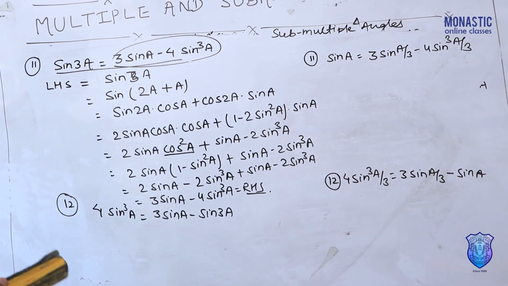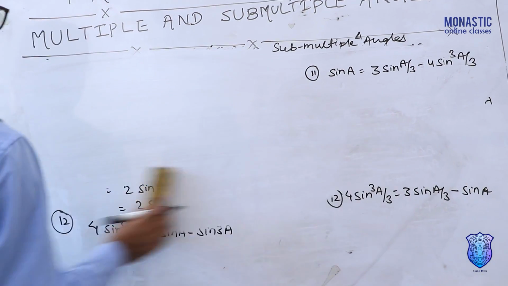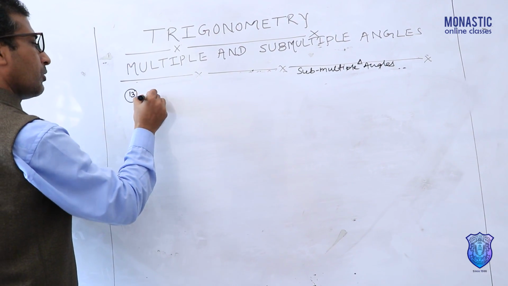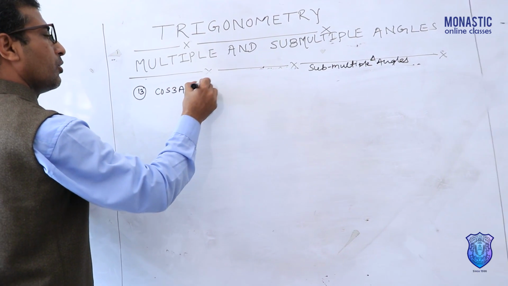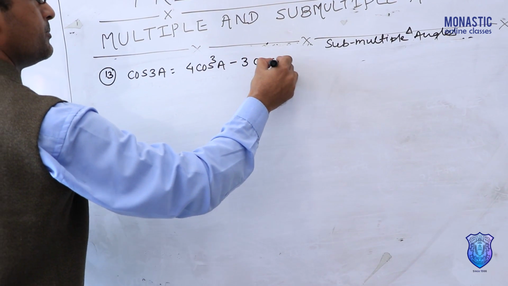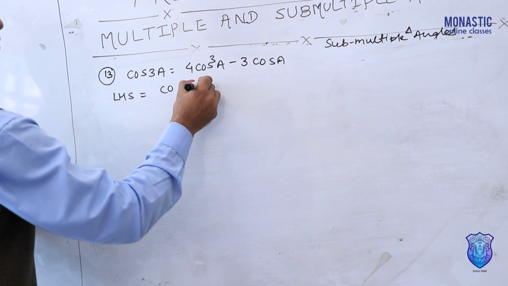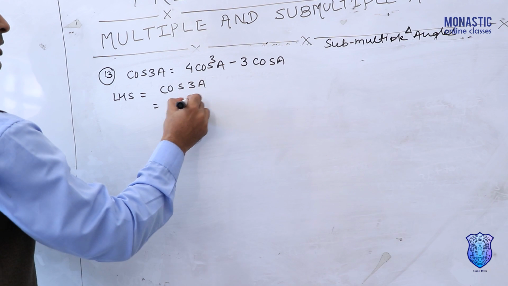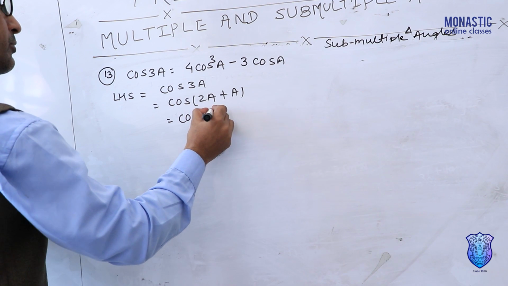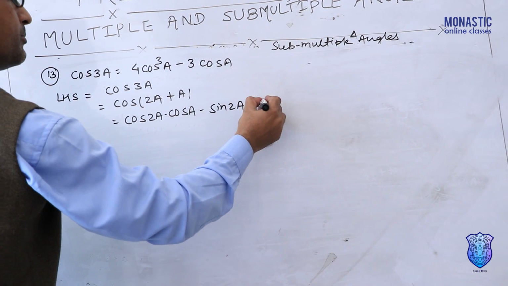And exactly the same process we will do for cos 3A. The cos 3A formula is 4 cos cube A minus 3 cos A. Do the same process that we applied for sine 3A. In place of 3A it is 2A plus A: cos of 2A into cos A minus sine of 2A into sine A.